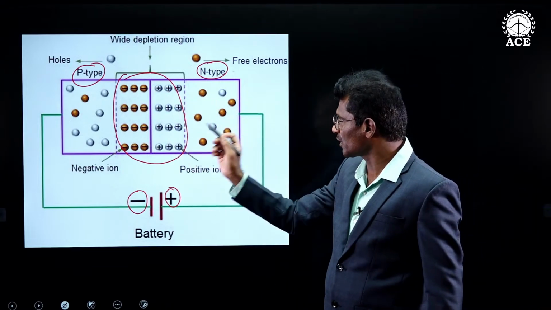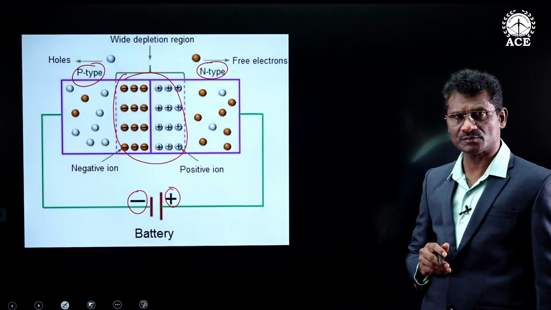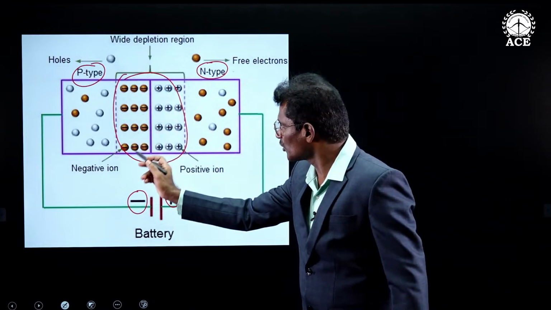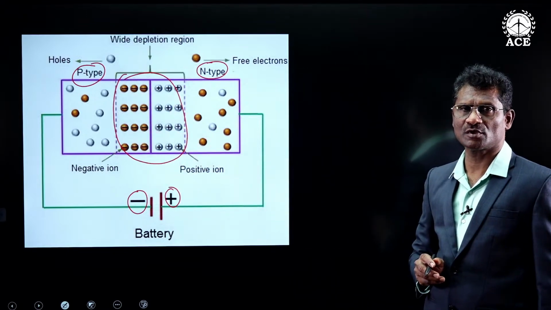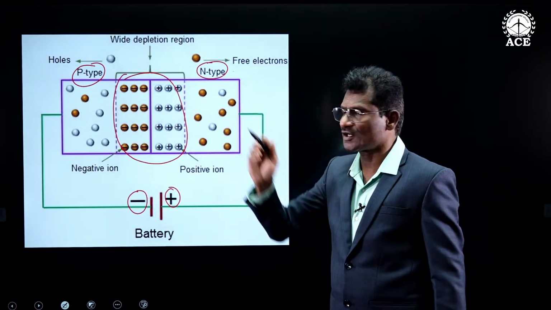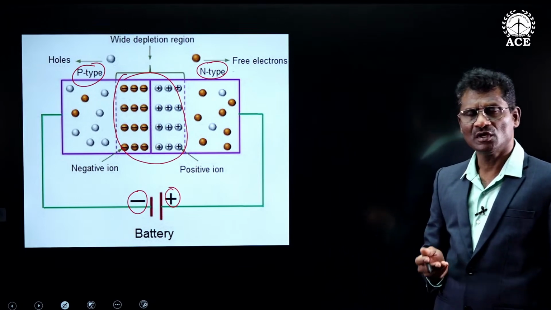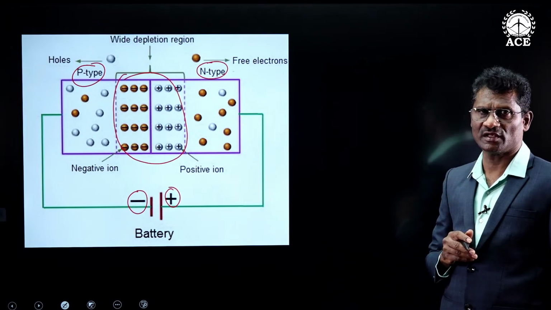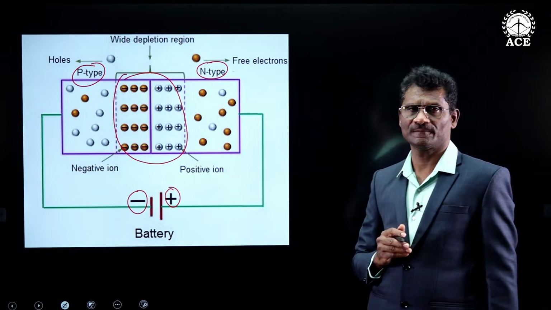These positive ions got created from donor atoms. These negative ions got created from acceptor atoms. Since this depletion region has more ions and fewer charge carriers, resistance will be high.